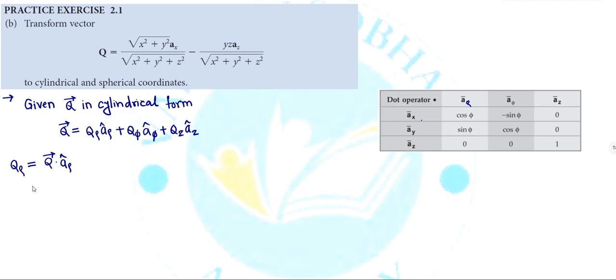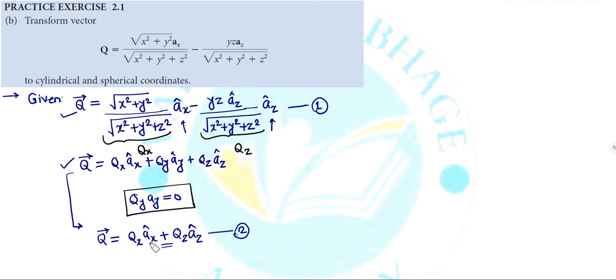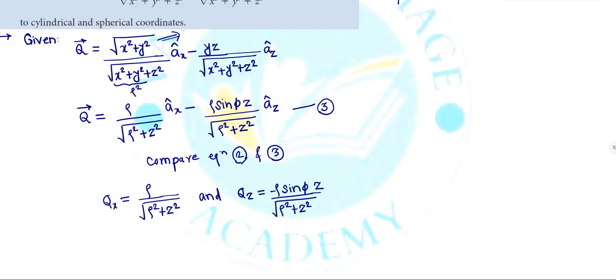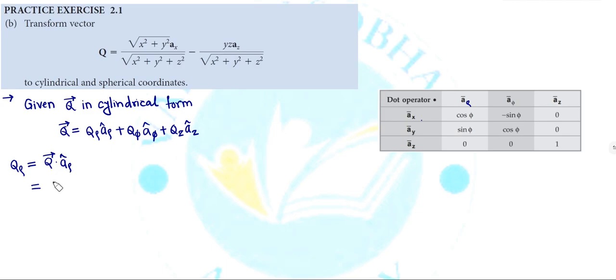So what is that vector q? You can refer to the previous slide as well. This vector q is this one, your equation 2, which is nothing but qx ax plus qz az. So we are going to put that value over here. So your given vector q is qx ax cap plus qz az cap, and it should be dot multiplied with respect to your unit vector a rho.